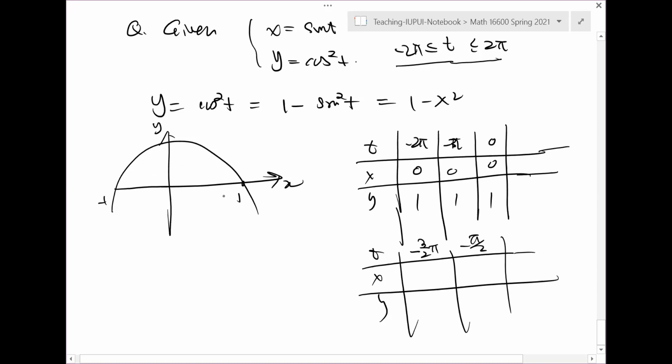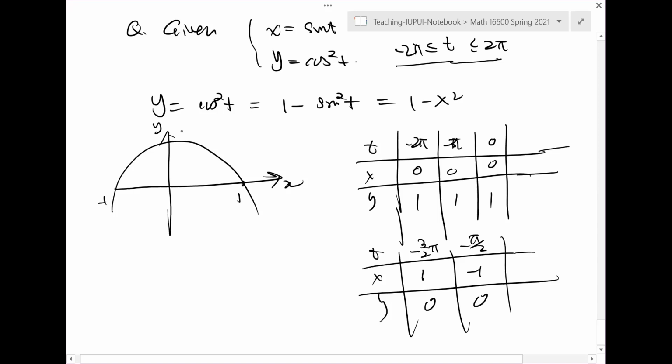Negative 3 pi over 2 actually is a sine, right? Negative 3 pi over 2, it's going to be 1. Be careful about it, okay? And this is going to be 0. Negative pi over 2 is going to be negative 1. And that is also still going to be 0. Okay, now it's slightly better.